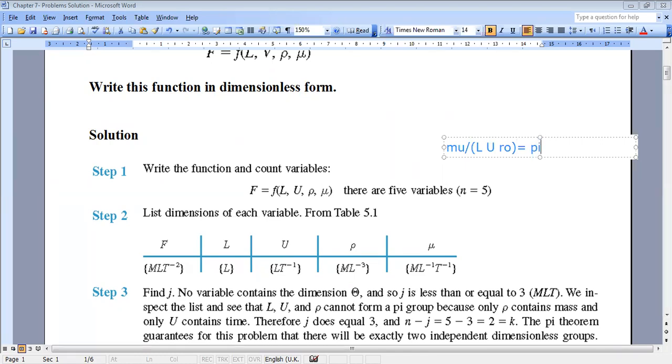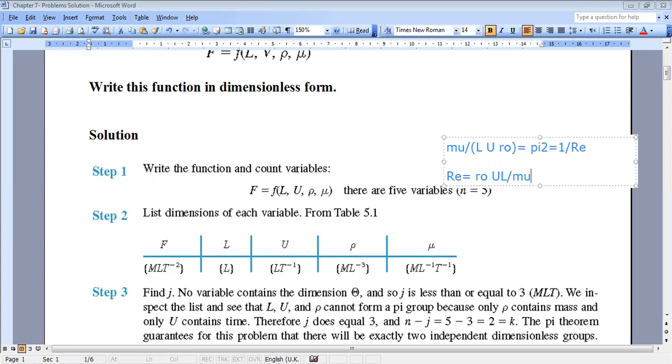If you take the inverse of this group, it will give you what? This is 1 over the Reynolds number. What is the definition of Reynolds number? Rho U times length over mu. Okay? Reynolds number is rho times U times characteristic length over mu. So here we obtained the opposite of the Reynolds number.